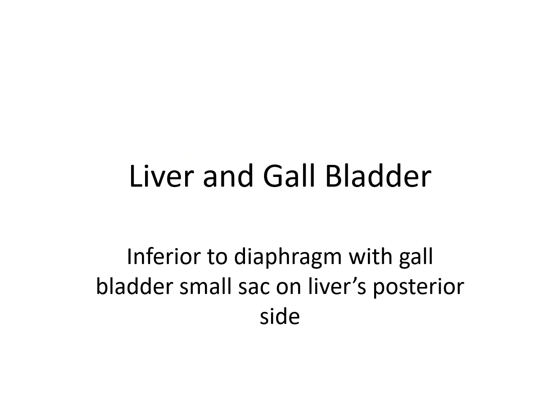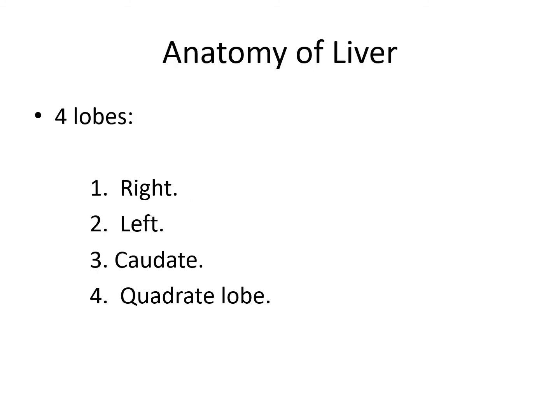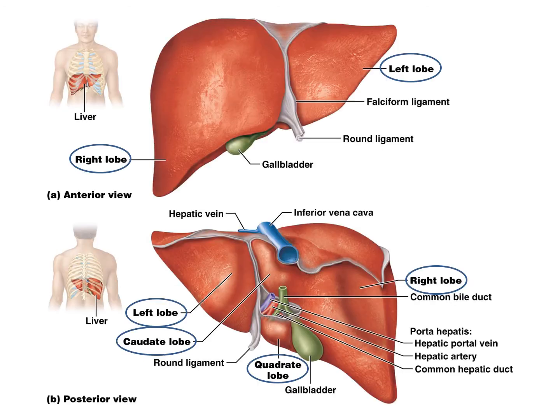Let's talk about the liver and the gallbladder. The liver is inferior to the diaphragm. That's why it's kind of dome-shaped. And the gallbladder is a small sac on the liver's posterior side. There are 4 lobes to the liver: the right, left, caudate, and quadrate lobe. The latter 2 are kind of smaller because when you're looking at the anterior view, you primarily just see the right and left lobe. You have to look underneath to see the quadrate and caudate lobe.